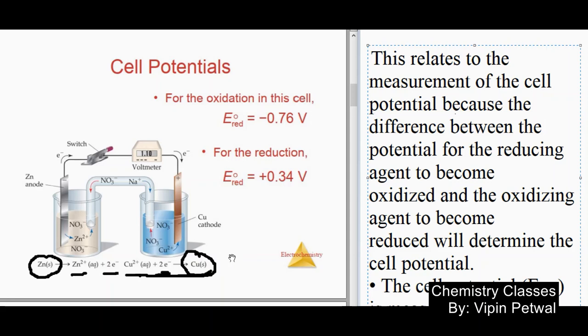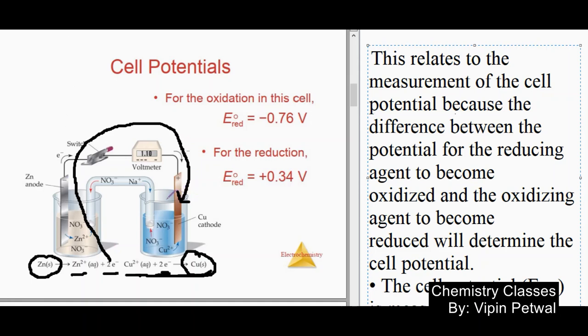Reducing agent is that which is self-oxidized. Reducing agent means which is reducing the other one. So definitely only zinc can reduce here, because zinc can provide electrons. This zinc can provide electrons to this cupric ion, and you can see these 2 electrons are going from here to this.